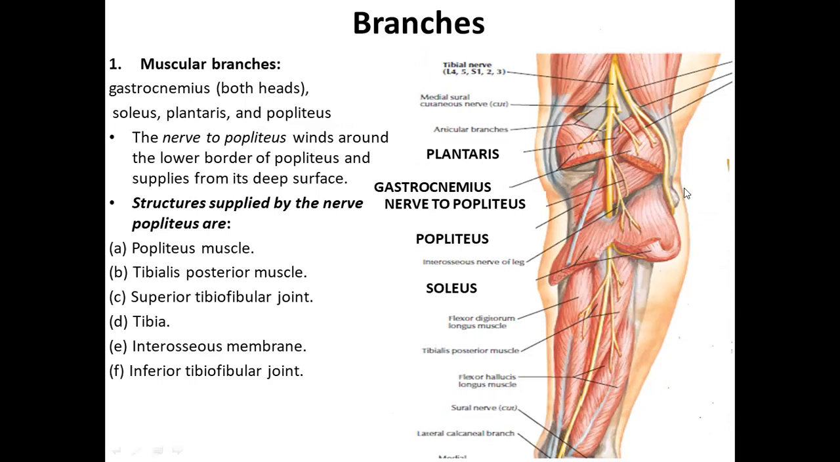What are the muscles that are supplied here? The muscles are the medial and lateral head of gastrocnemius. We have the plantaris, we have the popliteus, and we have the soleus. The nerve to the popliteus is important because it winds around the popliteus and supplies it from its deeper aspect.